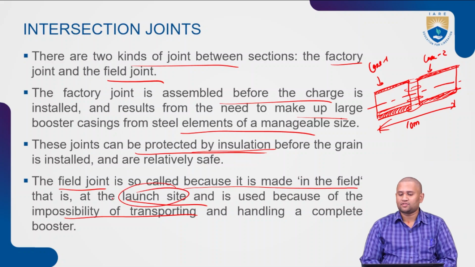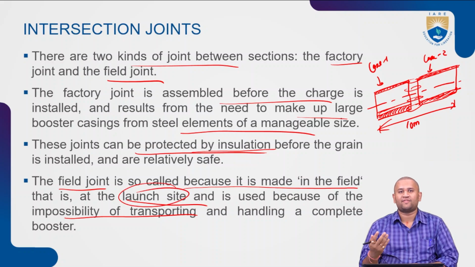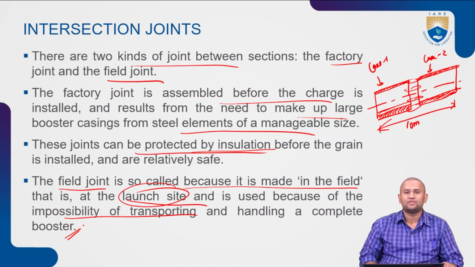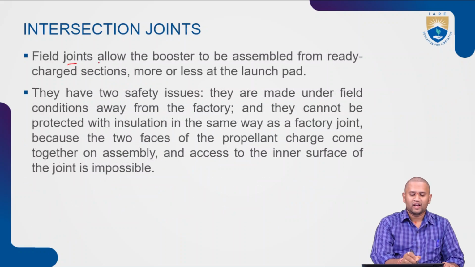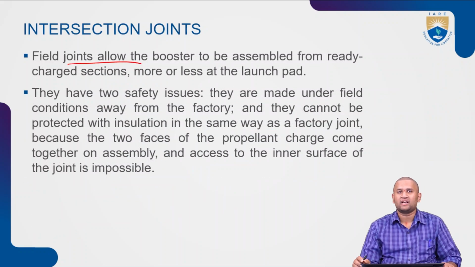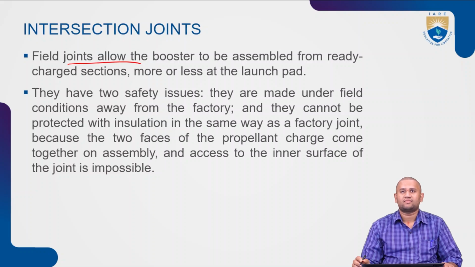And at the launch site, using the same procedures that are employed in the factory joint, we will be joining them one above the other to create a booster right at the launch. Field joints allow the booster to be assembled from ready charge sections more or less at the launch pad. They have two safety issues.